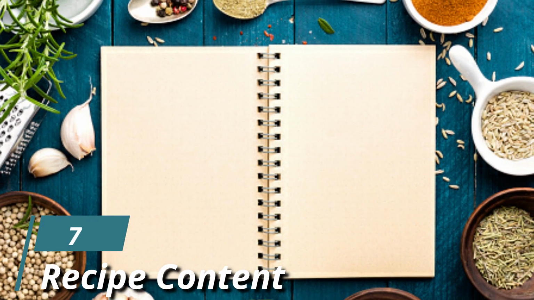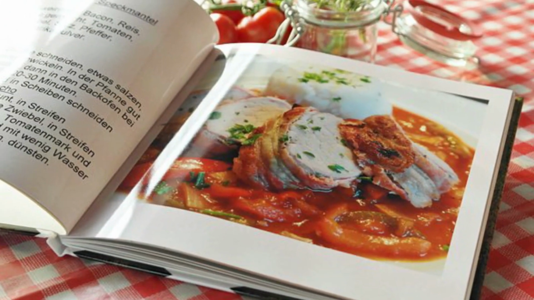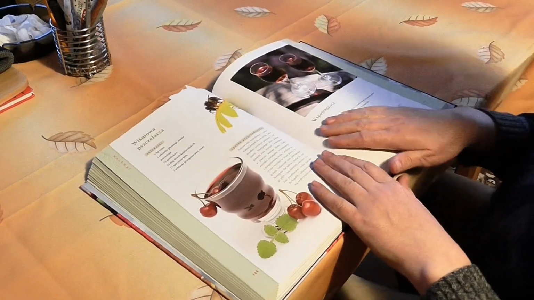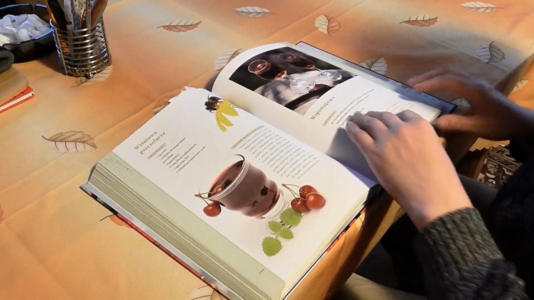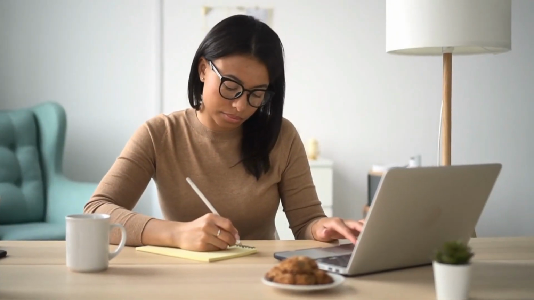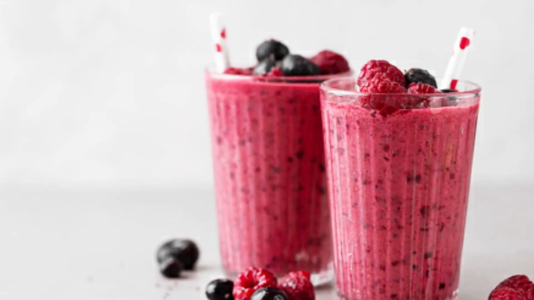7. Generate recipe content. ChatGPT can be used to generate recipe content for a food blog or cookbook. This can include recipes, cooking tips, and other related content that is designed to appeal to food enthusiasts. Examples of prompts for this project include: write a recipe for a vegan chocolate cake, generate a cooking tip for preparing the perfect steak, and write a recipe for a healthy smoothie bowl.